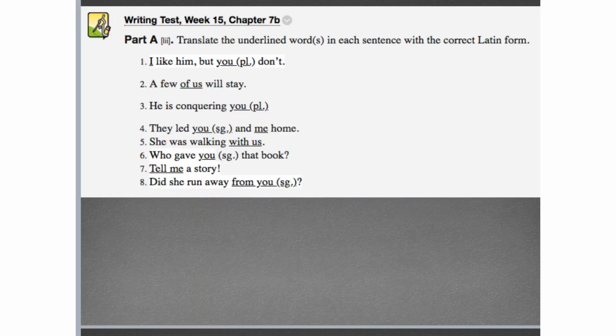All right, now we'll rest for you. Here is the writing, part A. So you're just going to translate the underlined words with the correct Latin form. When we saw this above. All right, I like him, but you don't. That's going to be our nominative. Sorry about that. Second person plural, so vos.